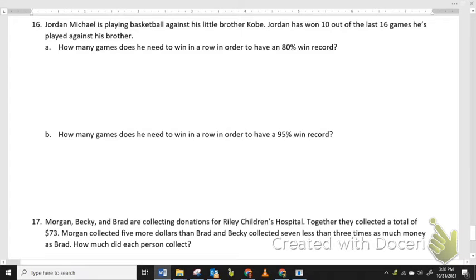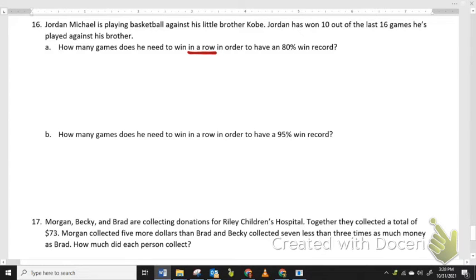Question 16. Jordan Michael is playing basketball against his little brother Kobe. Jordan has won 10 out of the last 16 games he's played against his brother. This is a lot like those problems we were doing the other day together in class. How many games does he need to win in a row in order to have an 80% win record?